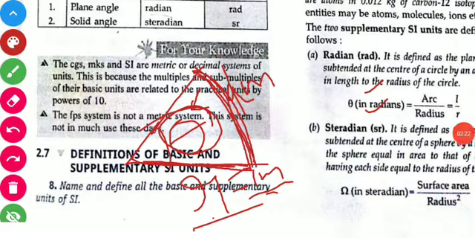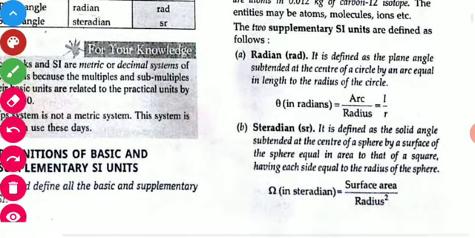So students, radian is defined as the plane angle subtended at the center of a circle by an arc equal in length to the radius of the circle. Means the length of the arc should be equal to the radius of the circle. That is, if we take arc as 1 meter, then radius should also be 1 meter.